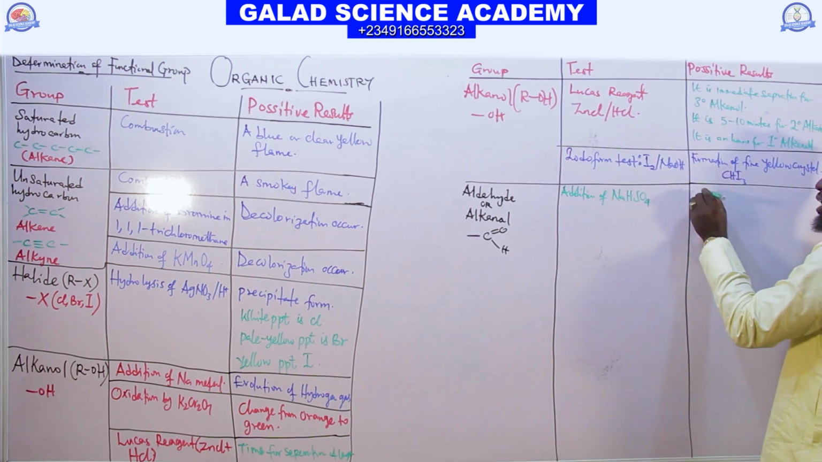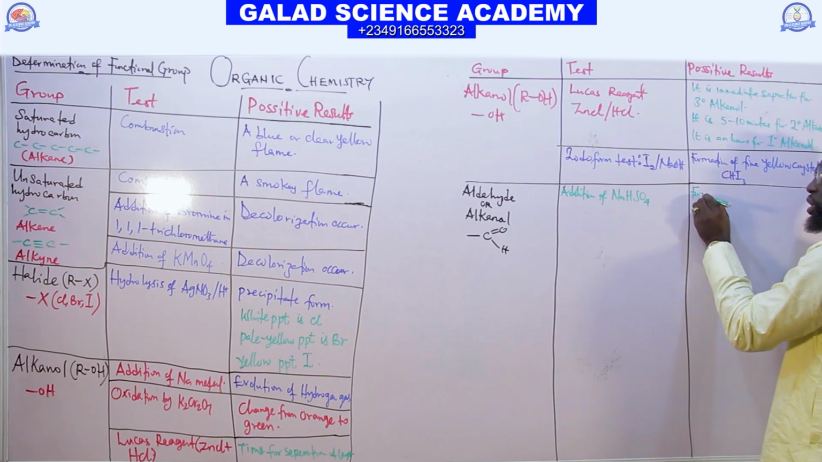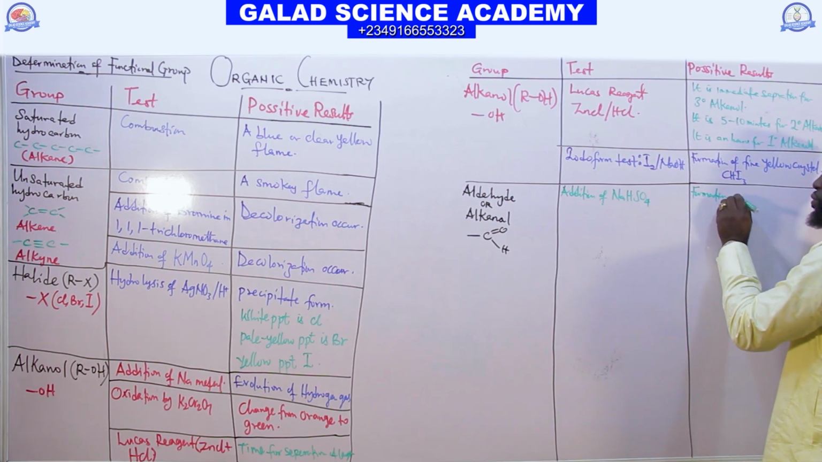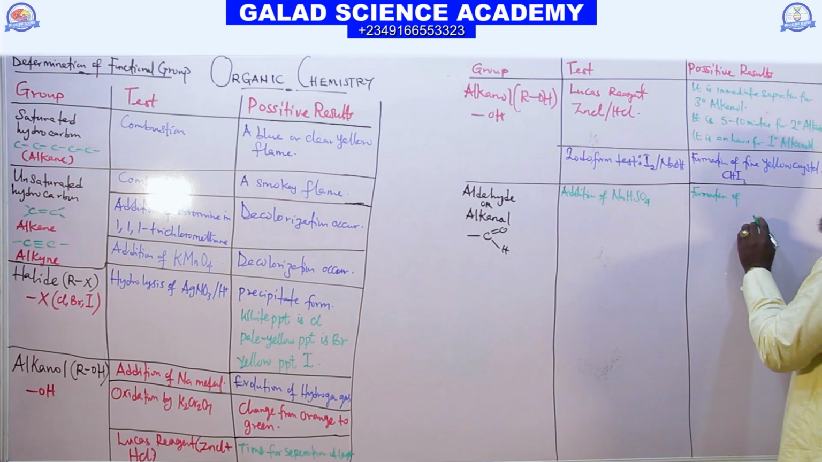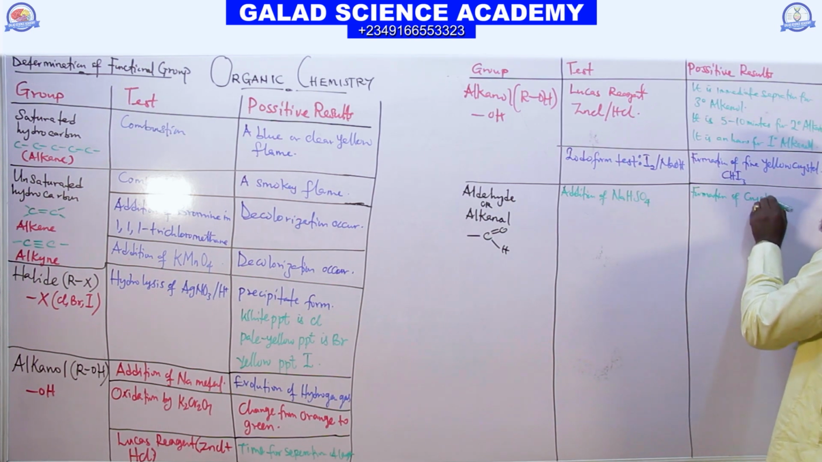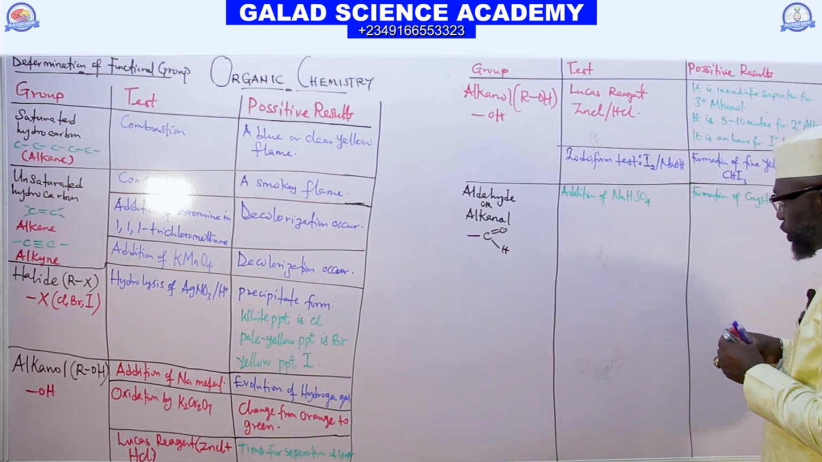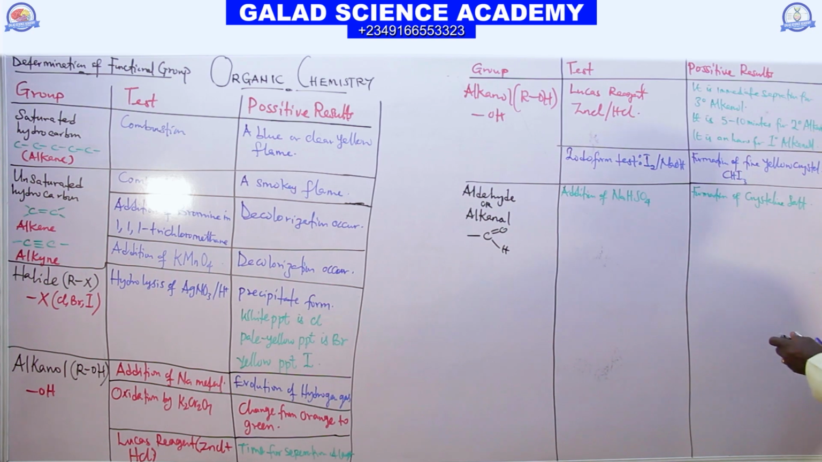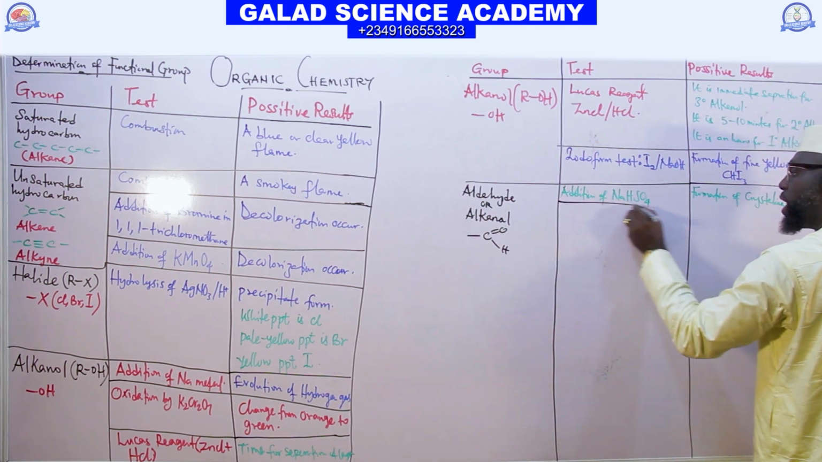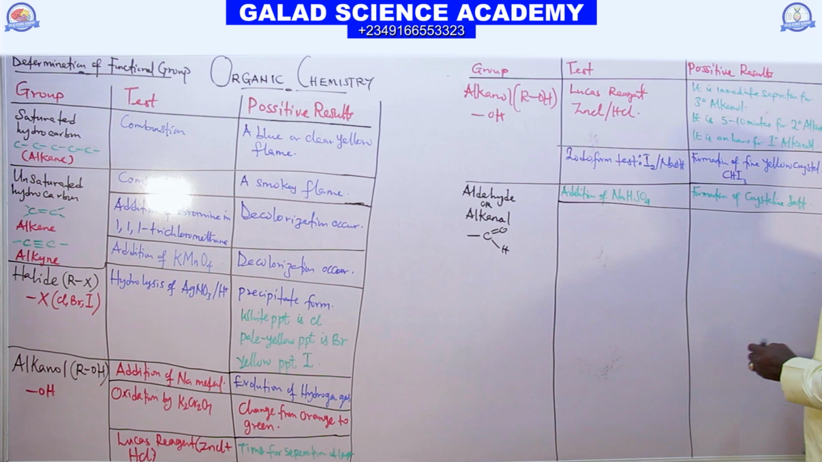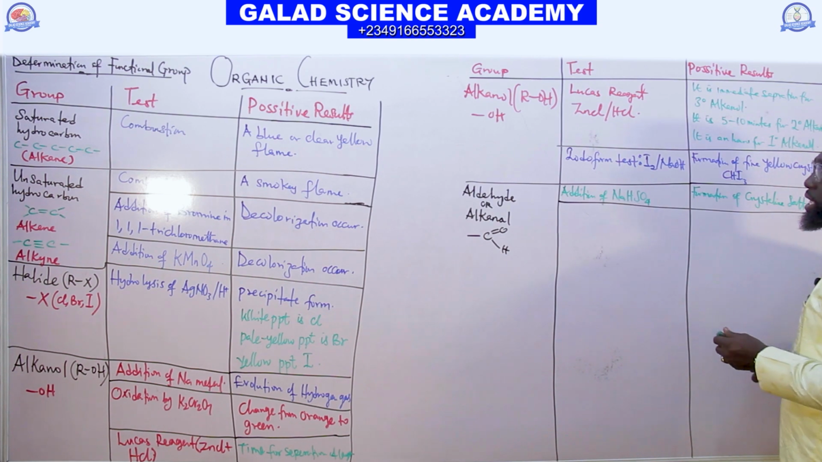Under your observation here, we have formation of crystalline salts. So when sodium hydrogen sulfite reacts with alkanal, we have formation of crystalline salt.